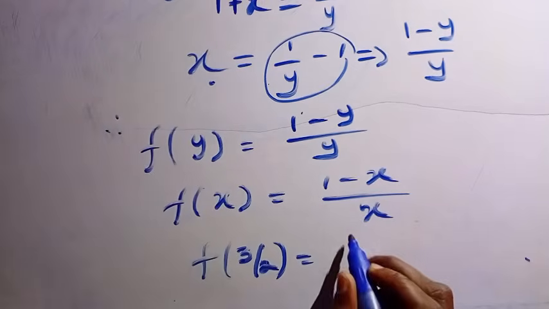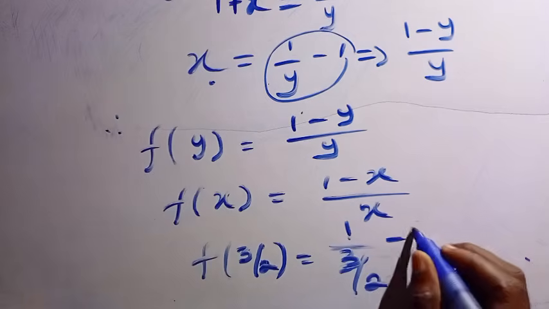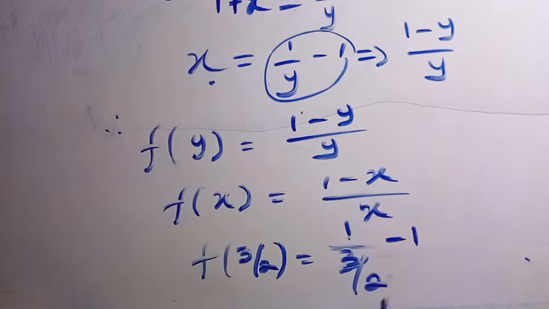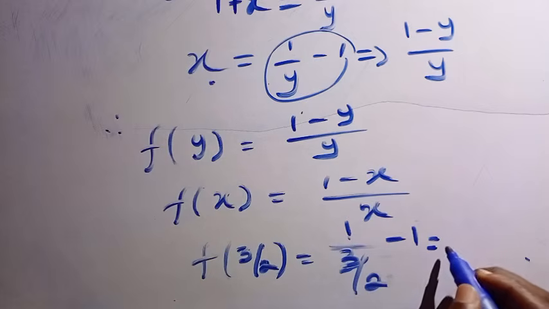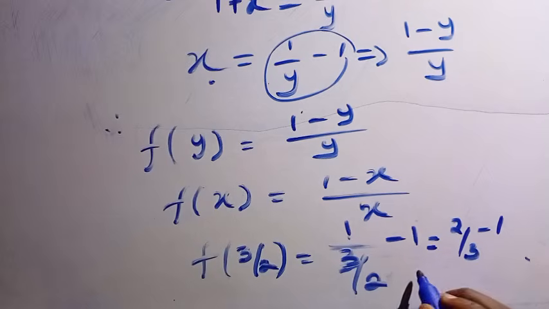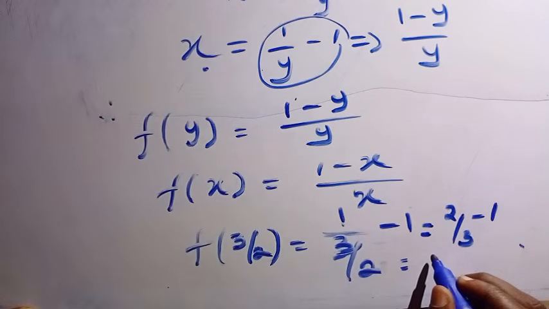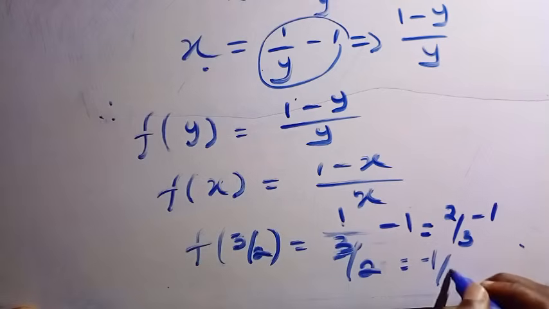So therefore, 1 divided by y will now be 1 divided by 3 over 2, then minus 1. And by reciprocal law, 2 will come up. So here we have 2 over 3 minus 1. And 2 over 3 minus 1 gives us minus 1 divided by 3. So this is how to solve this problem.